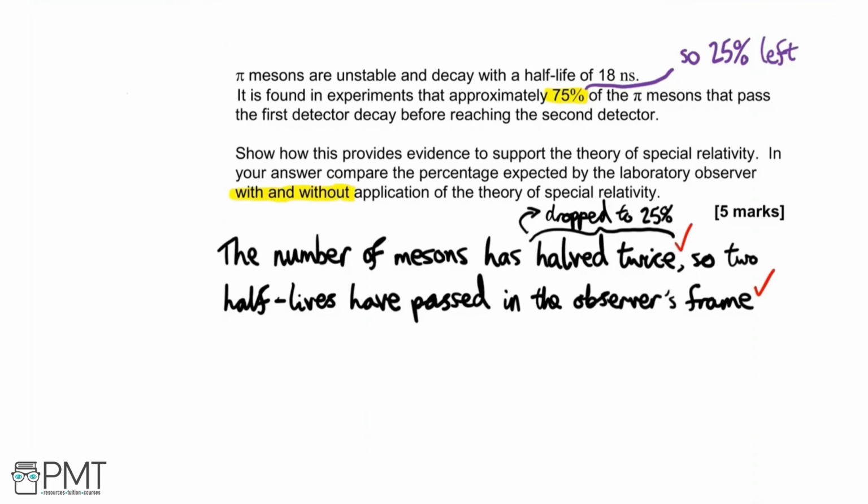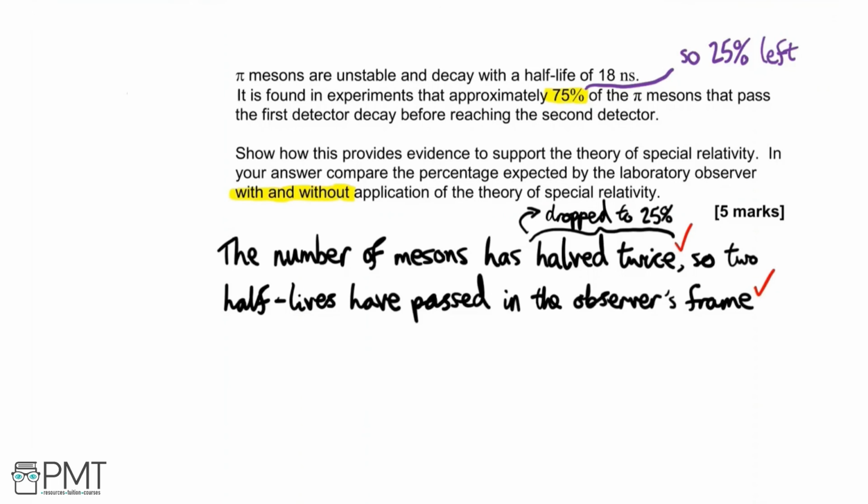Now you can see here that it says the pi mesons decay with a half-life of 18 nanoseconds. Now that isn't really useful to us on its own because we aren't in the pi mesons' frame of reference. We're not in its rest frame. We're the observer, so we want to know what happens when that time is time dilated and how we would experience that time as an observer.